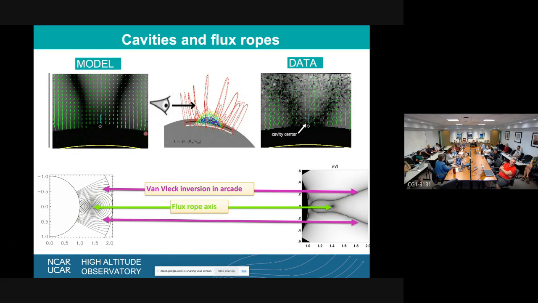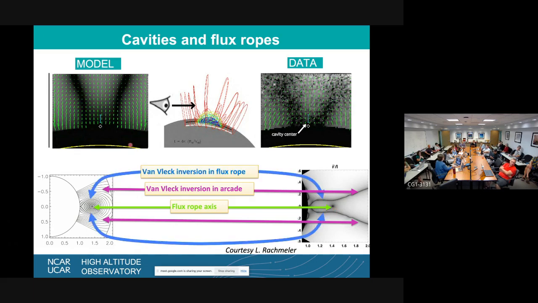And then with this picture, yeah, so there's Van Vleck in the flux rope. And actually, let me go back. I guess I'm not showing the one which kind of shows what this looks like.